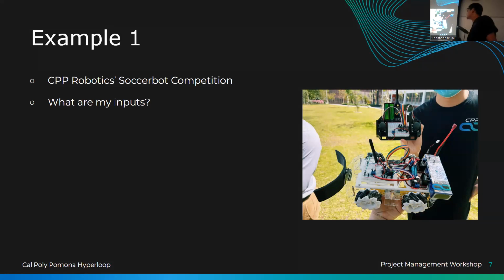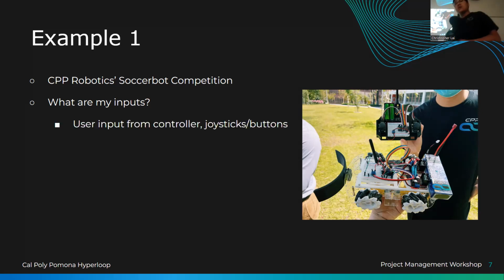So in this case, my inputs are really going to be this controller, right? Because the user uses this controller in order to control the car. So everything stems from this controller here. If I can get a user input, or if I can get data from this controller to go to the car, then I can drive it, right? So the inputs are my controller and the joysticks and buttons. That's my starting point. My ending point is going to be what are my outputs.